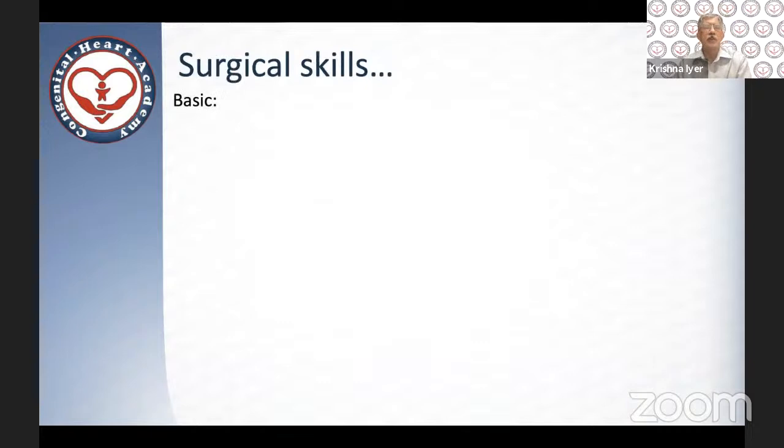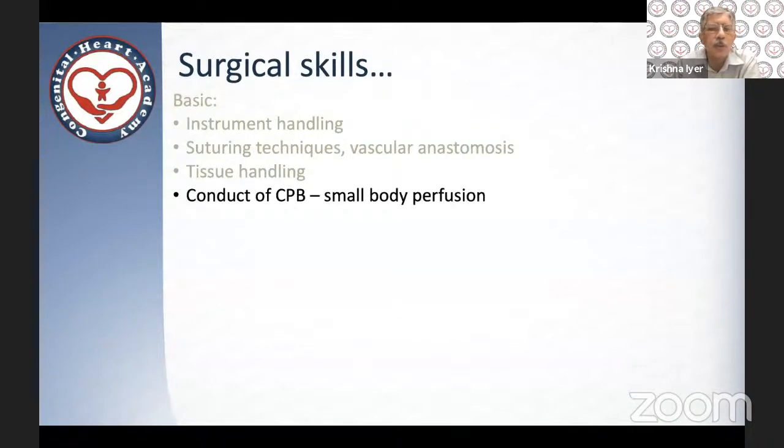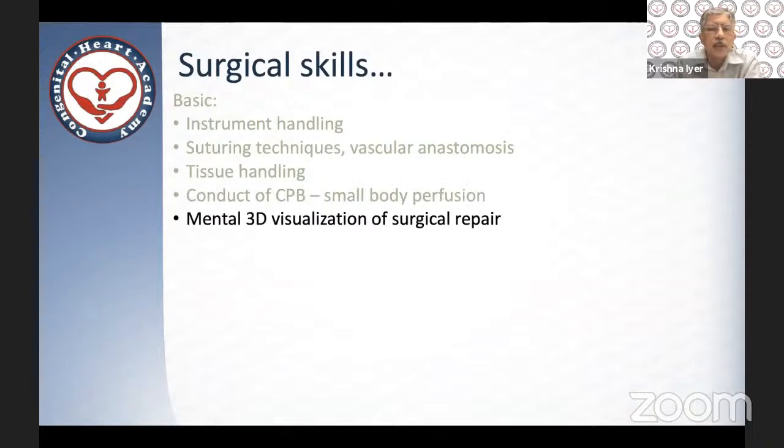When it comes to basic surgical skills, what are the basic skills that you start off with? Instrument handling, suturing techniques, vascular anastomosis. These are the crucial basic building blocks. Tissue handling is very, very important when you're dealing with small body size, when you're dealing with neonates. The conduct of CPB is the next important aspect, and especially neonatal perfusion is extremely important because you can't leave this just to the perfusionist. Very often you've got to train your own perfusionist, so unless you understand bypass and anesthesia yourself, you can't do that for them. For a pediatric cardiac surgeon, this is a very important aspect.